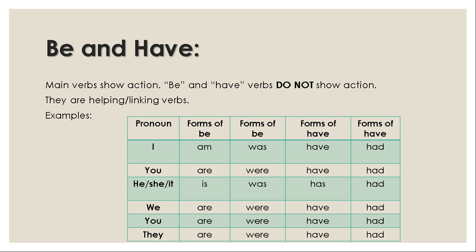If I'm talking about I, I can say I am, like I am excited. I was excited if I'm talking about the past. And if I want to put have in a sentence with I, I can say I have written a letter, like I gave you the example earlier, or I had written a letter. So this table shows you what are the forms of be and have that you can use with different pronouns.